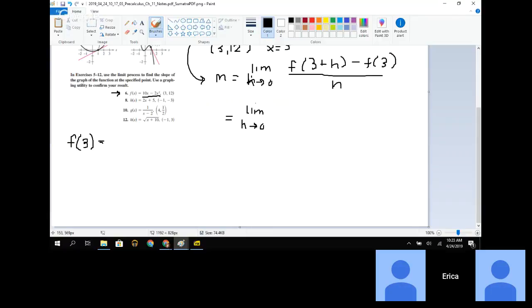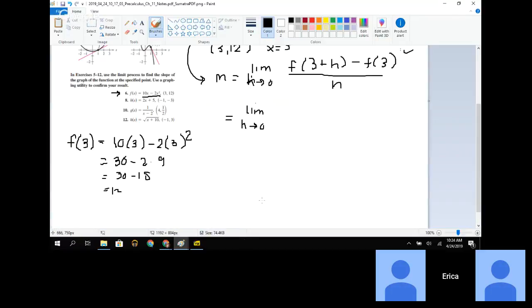So what is the value of my function when x equals 3? Well, it's 10 times 3 minus 2 times 3 squared. So this ends up being 30 minus 2 times 9, or 30 minus 18, or 12. So that value there is 12. So we got that. I know I'm going to put in 12 up there.